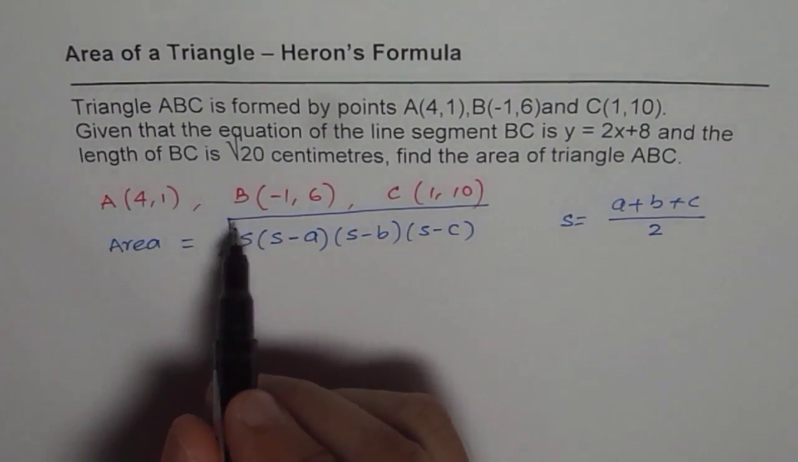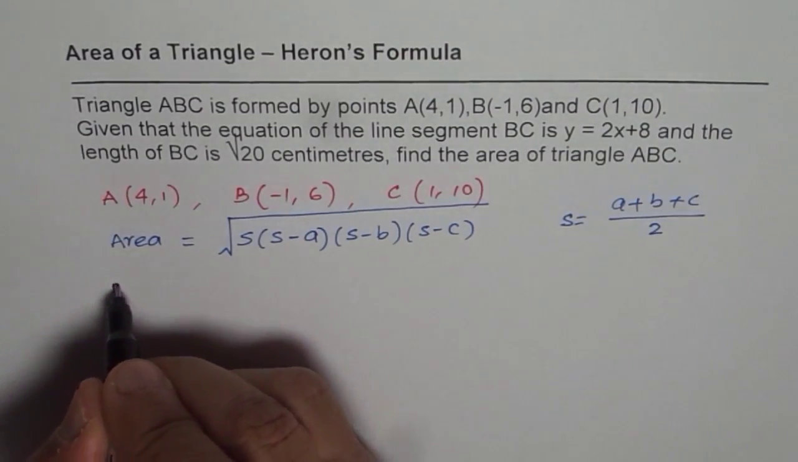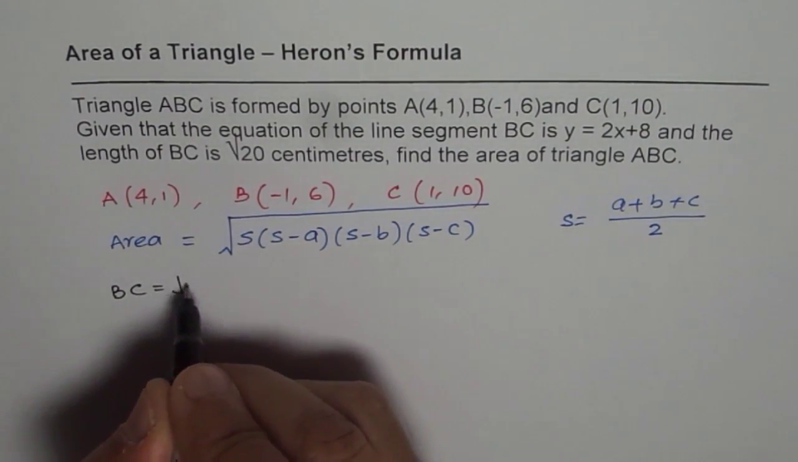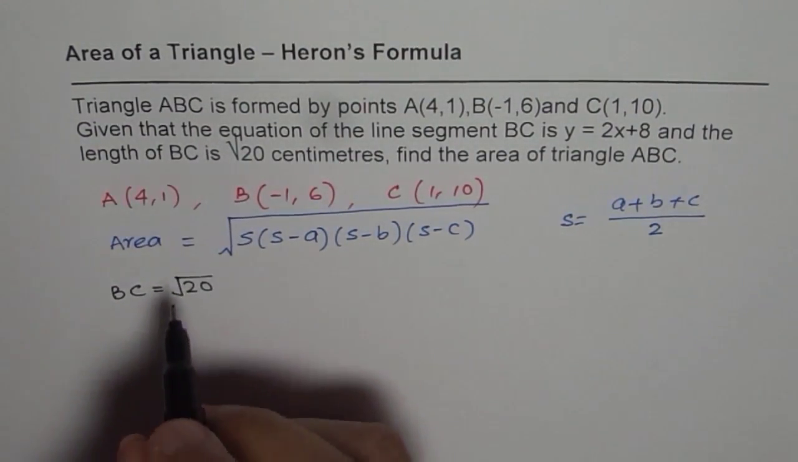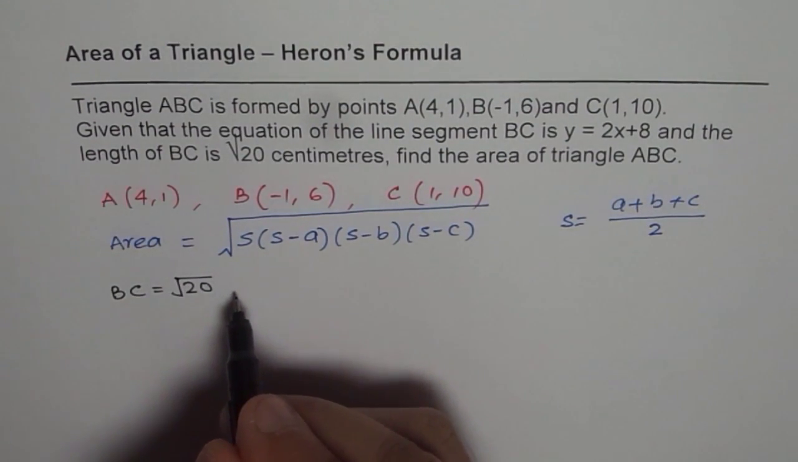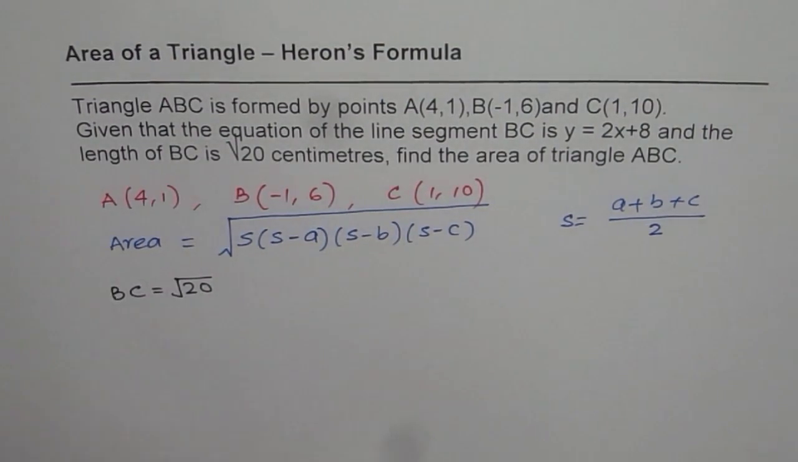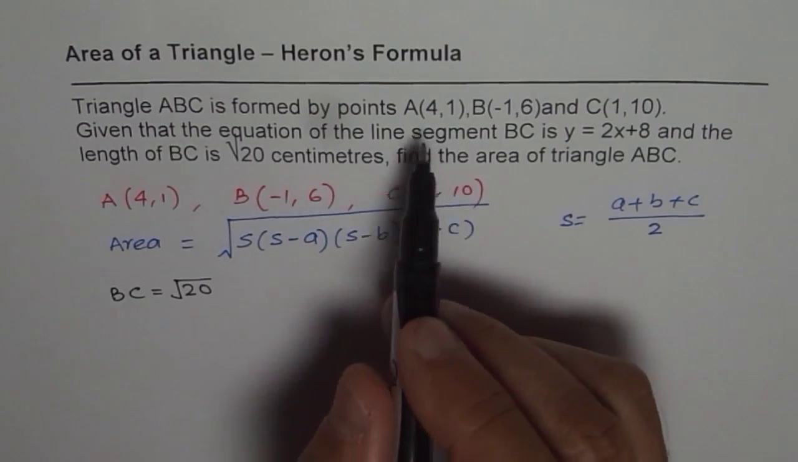Let us find each side length. One of them is already given to us. We know BC equals square root of 20. Now there is no point in simplifying this, writing it as 2 root 5 or in decimals. We have to use a calculator, so we can use square root 20 itself, and that is a good suggestion because that will save a lot of time for you. So let us find the other sides.